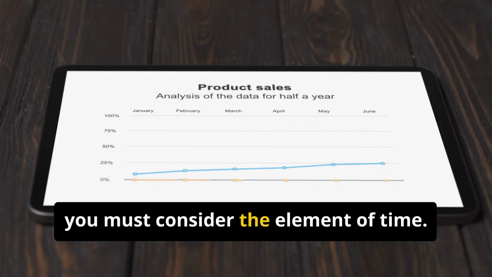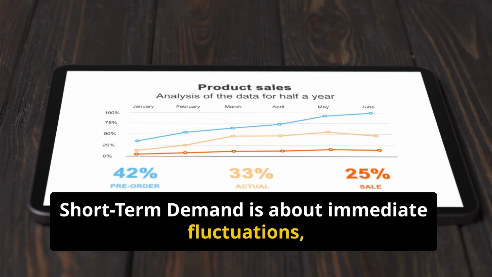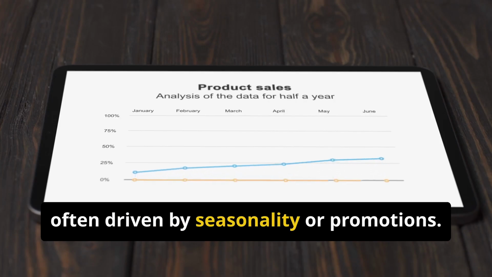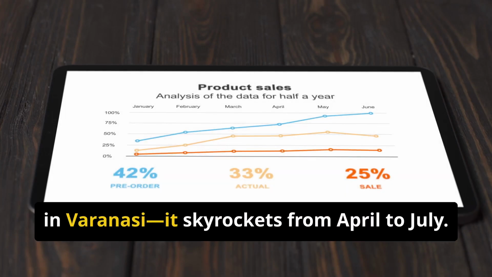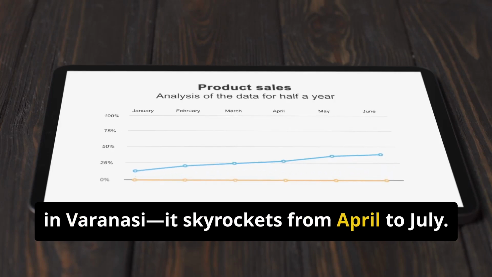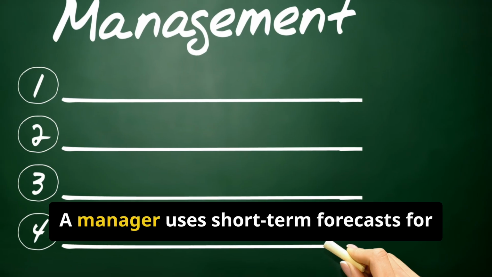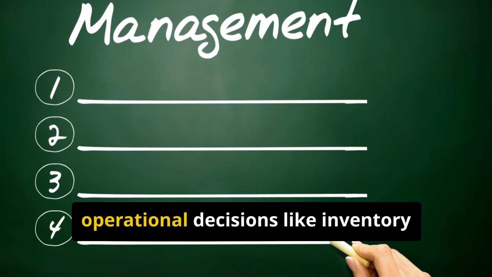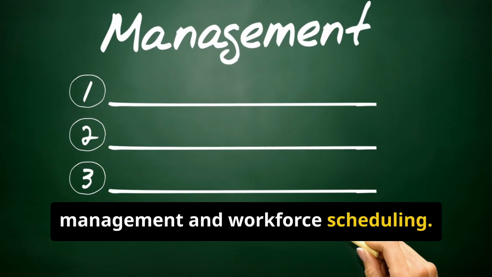Finally, you must consider the element of time. Short-term demand is about immediate fluctuations, often driven by seasonality or promotions. Think of the demand for air conditioners in Varanasi. It skyrockets from April to July. That's a predictable short-term spike. A manager uses short-term forecasts for operational decisions like inventory management and workforce scheduling.